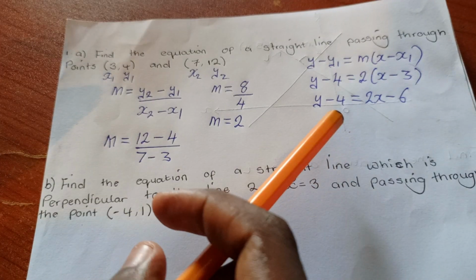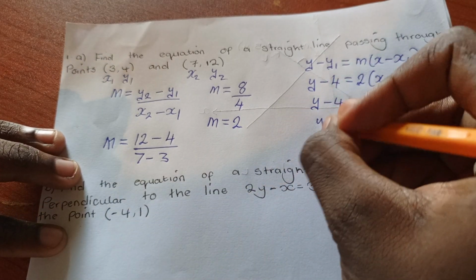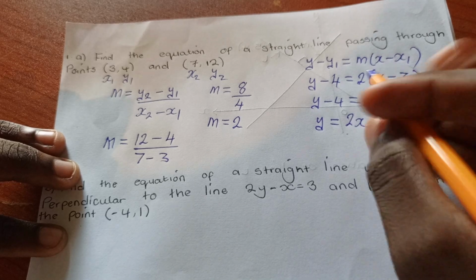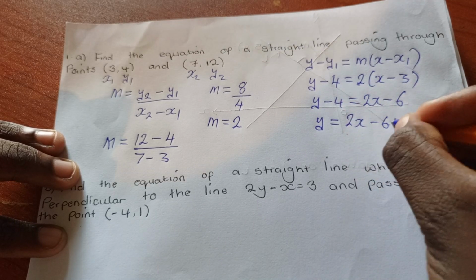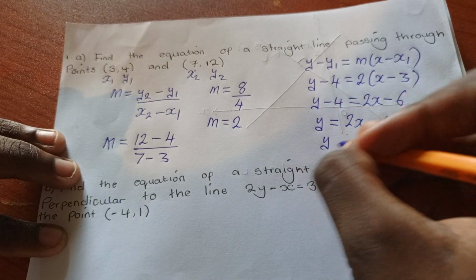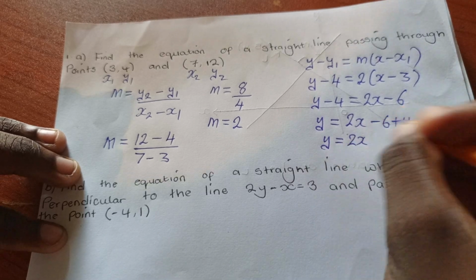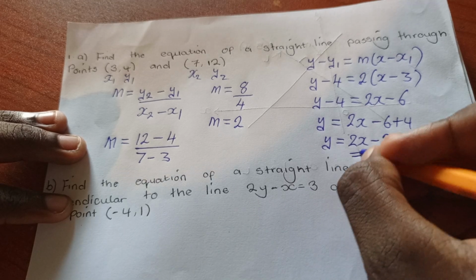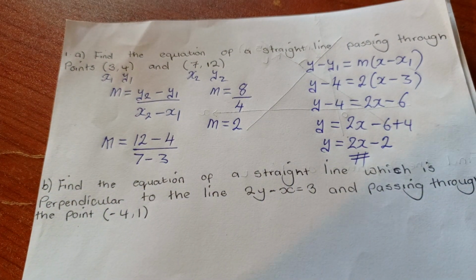Then after this, now we can group the like terms together. So y is equal to 2x minus 6. The 4 will cross the equal sign, so it will become plus 4. So y is equal to 2x minus 6 plus 4, that's minus 2. So I'm done, that's my equation there.